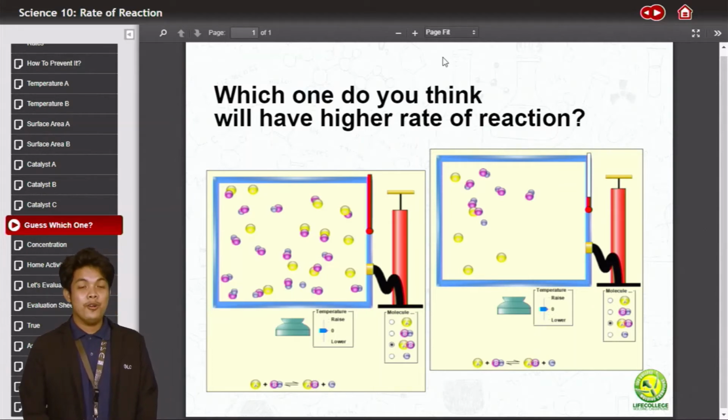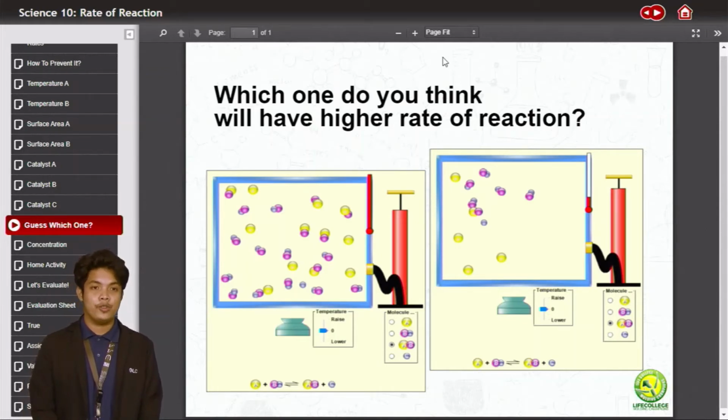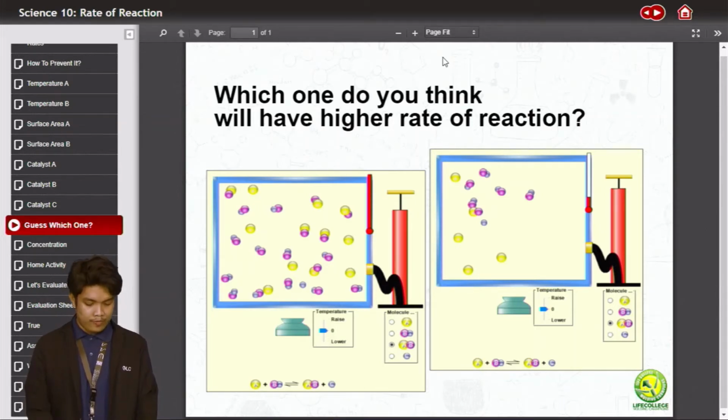So the more molecules, the more collisions will happen, the more chance the fruitful collisions will take place, and thus the faster the reaction and the higher the rate of reaction. That's very good. The more fruitful collisions, the faster the rate of reaction will be.